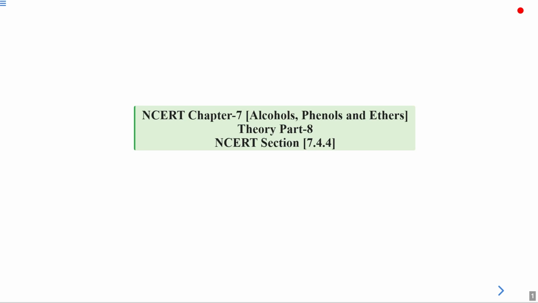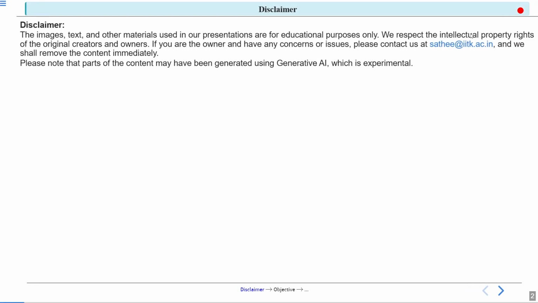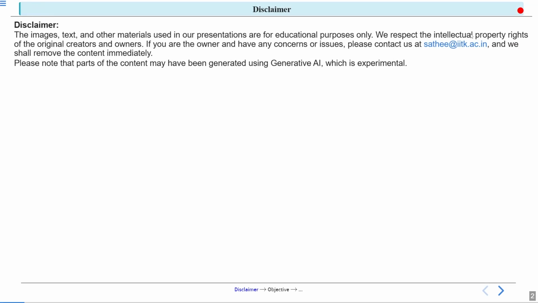Hello students. So let's continue with our NCERT chapter 7, that is alcohol, phenols and ethers. And today is theory part 8. So this is the disclaimer.